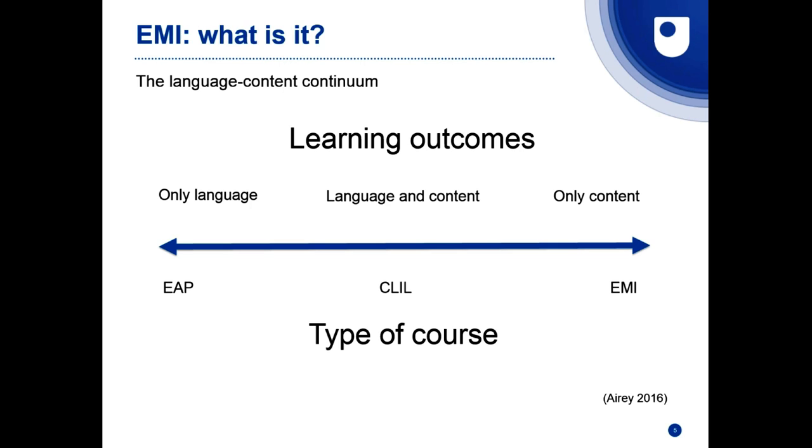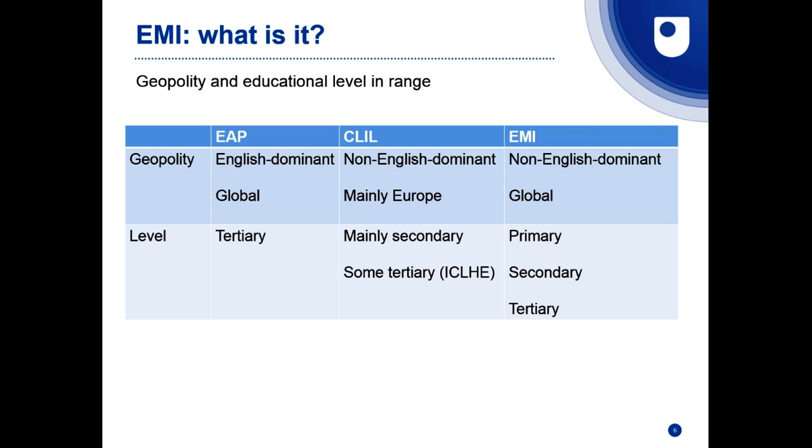As a further attempt to try to narrow down what we mean by EMI, you can visualize it like this, where you can say that EAP, CLIL, and EMI focus on different geopolitical contexts and different educational levels. So in terms of the geopolitical context, EAP is typically used or in focus in an English-dominant context. And I prefer to use the word English-dominant rather than Anglophone, because I mainly work in a Scandinavian context where the general population have quite high English language proficiency, so it doesn't really make sense to say that this context is non-Anglophone. However, it does make sense to say that it's non-English dominant.